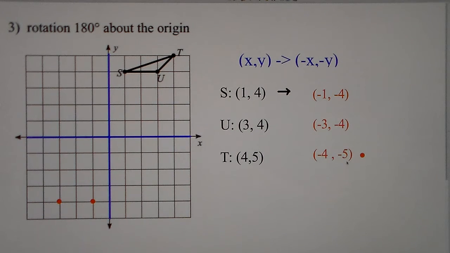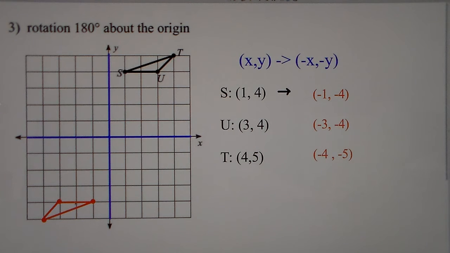T prime is negative 4, negative 5. So we go 1, 2, 3, 4, 4 to the left, 5 down. 1, 2, 3, 4, 5 down. Then we connect the figure. As we see here, now the figure is connected.